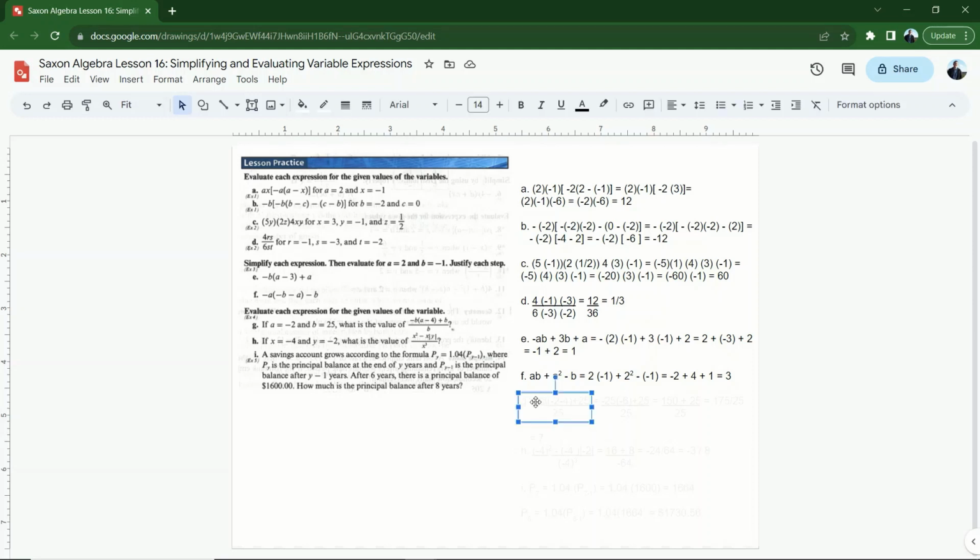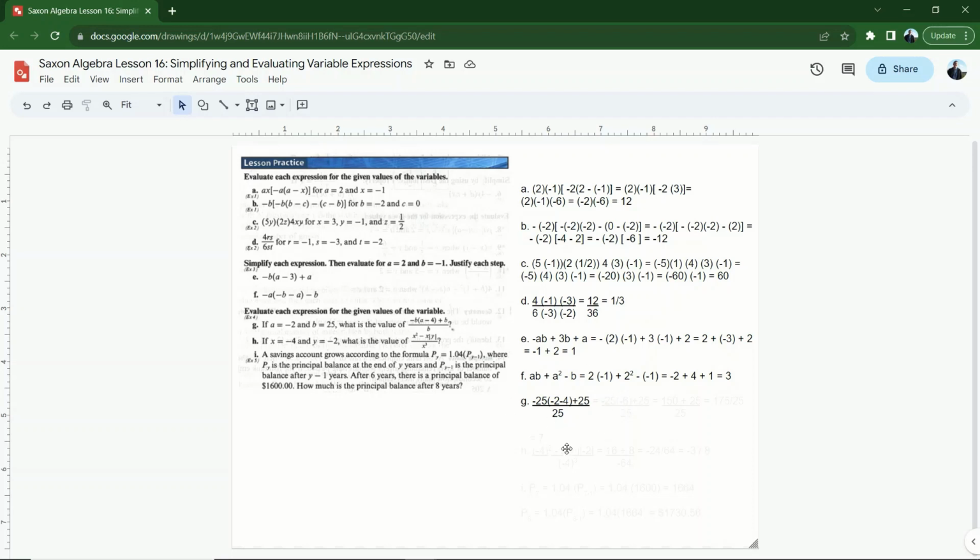Moving along to letter G. This one's a little harder because we have this big old fraction. Remember, the fraction bar serves as a grouping symbol. So here I'm going to plug in 25 for B, but notice it's negative B. So I start with negative 25 times, and I'm going to plug in negative 2 for A. Negative 2 minus 4 in parentheses here, plus 25 because it's plus B at the end, then divided by B.